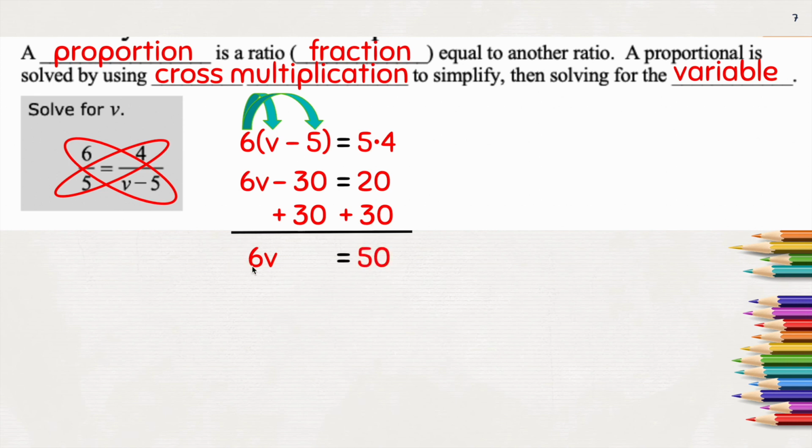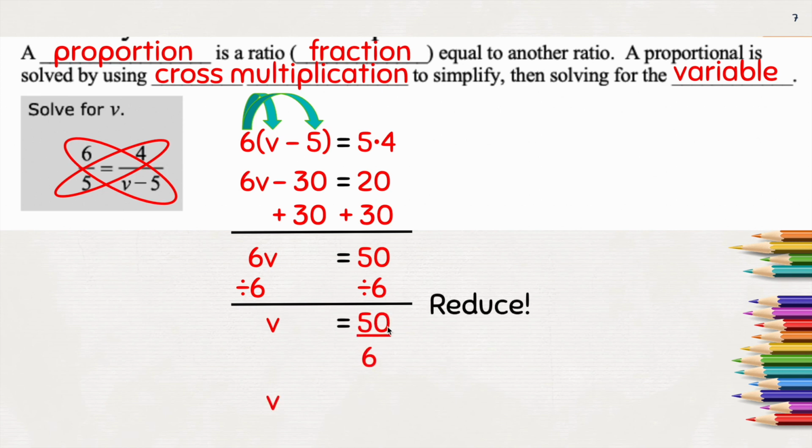Now I'm going to look at what's being done to the v. I'm multiplying by 6; remember, when I'm squishing them together, it means multiplication. So 6 times v, the opposite is division. I'm going to divide on both sides. 6 divided by 6 is 1. When I'm subtracting, it's 0. When I'm dividing, it's 1. So v drops down, and 50 divided by 6.